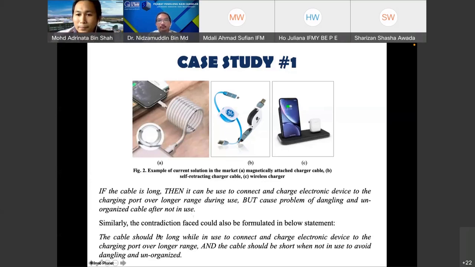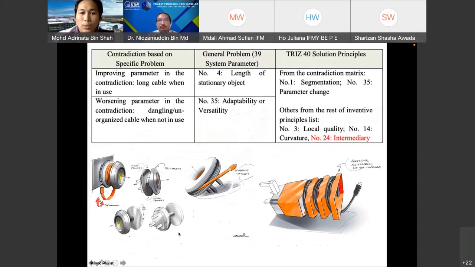From the problem statement of the if, then, but sentence, we have defined our parameters and also our inventive principles. The improving parameter in the contradiction, a long cable when in use, is the length of stationary object. The worsening parameter is versatility, because the dangling makes it unorganized. So from the contradiction matrix, we look at 4 versus 35.